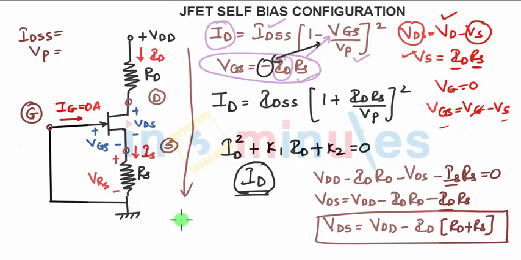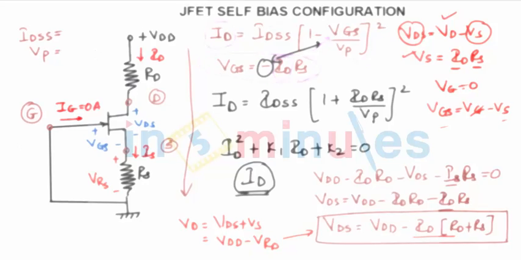There is one more method to find VD. You can find VD as VDS plus VS, the same thing rearranged, which is nothing but VDD minus the voltage drop across RD. So VDD minus VRD is again the same thing. How you got this is from this equation: VDS is VDD minus ID RD minus ID into RS. So the voltage across ID into RD is VRD. This is how we can solve the problem.